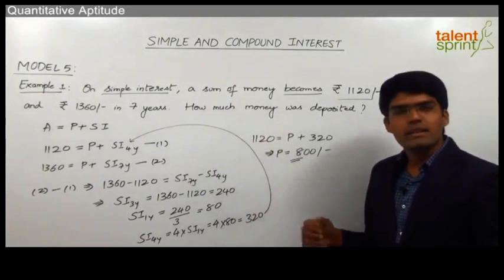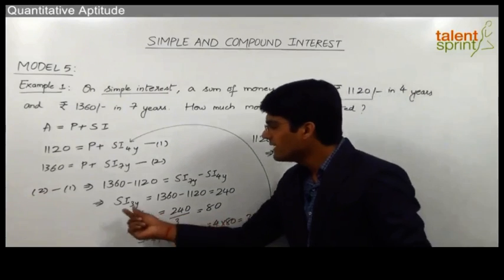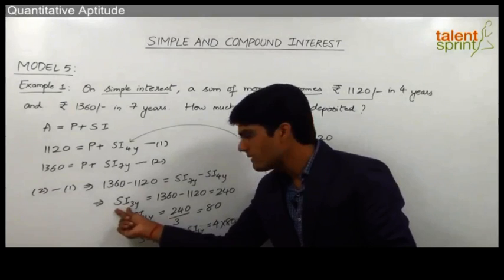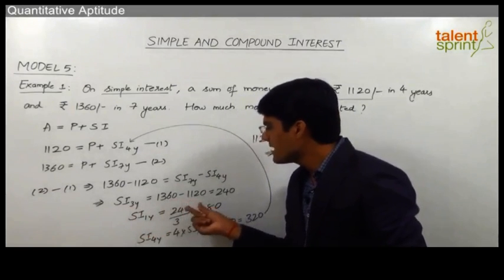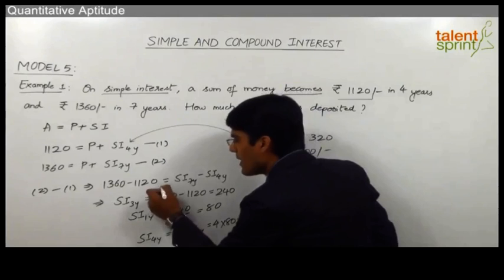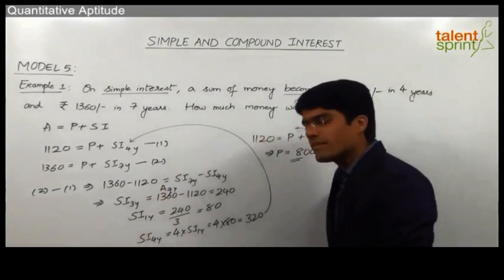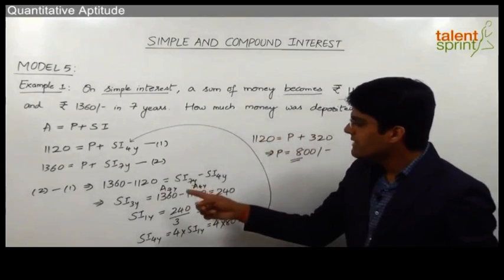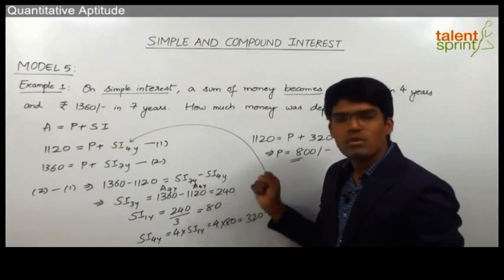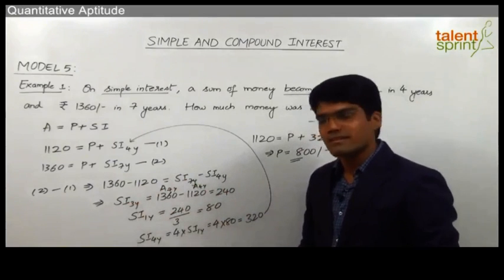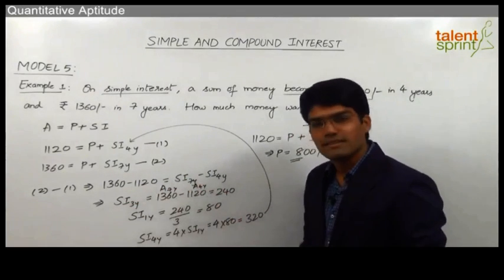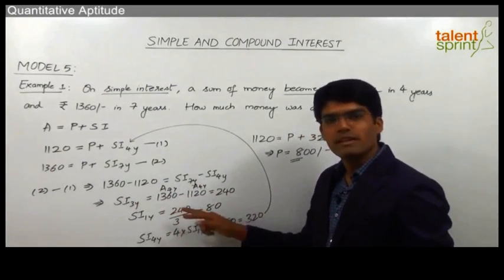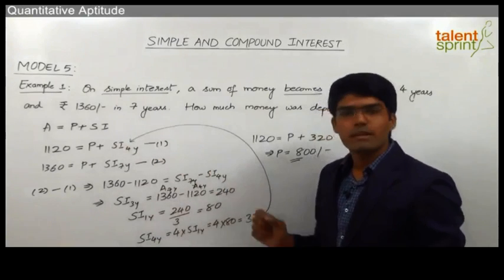In order to avoid the number of steps, one point that we can understand here is simple interest for 3 years will be equal to 1360 minus 1120. This 1360 is nothing but the total amount in 7 years, and 1120 is the total amount in 4 years. So one point which is very clear is total amount of 7 years minus total amount of 4 years is equal to the interest of 3 years. That is nothing but 7 minus 4, 3 years. So if we can remember this point, directly we can start from this step, find out the interest for 1 year and then find it out for 4 years to get the required principal.